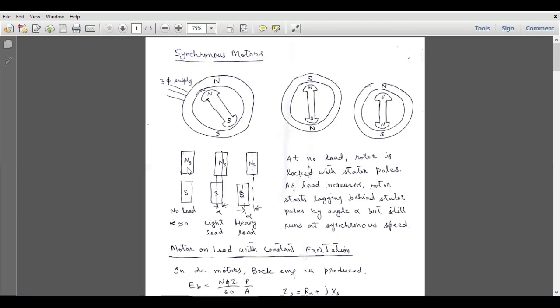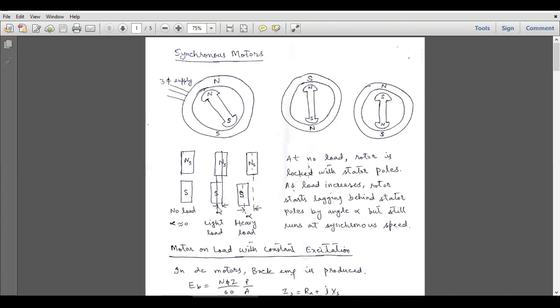When there is no load, the north pole of the stator will be exactly in front of the south pole of the rotor, and there will be no phase separation between these two magnetic fields. So the load angle alpha will be equal to 0. When we apply a light load, the rotor will lag behind the stator magnetic field by some angle alpha. When we increase the load, that load angle will also increase slightly, but it will be constant as long as the motor is running.